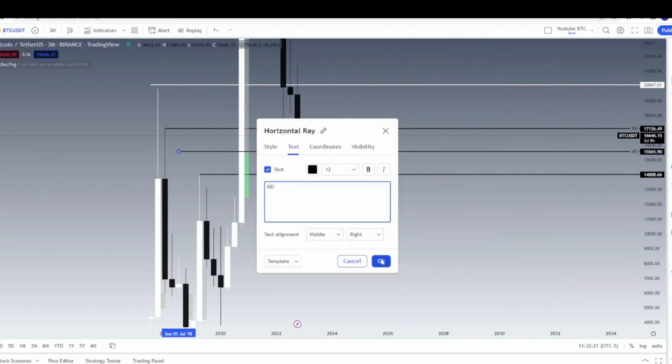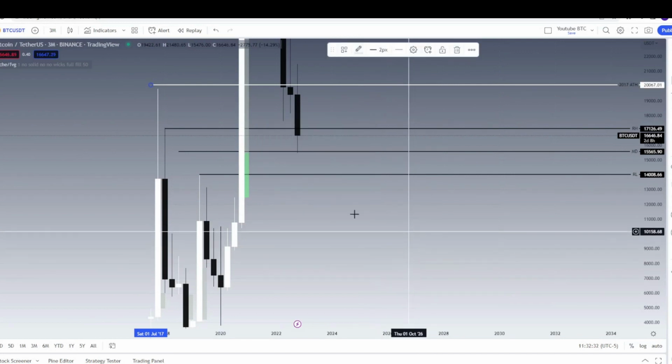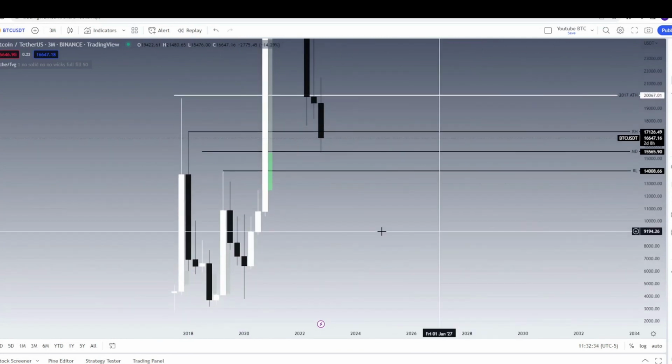Just going to change these into black now, so the range is separate from the 2017 all-time high. Then of course, as you go through, you should always label what your support and resistances mean, where you've got them from, because obviously it's easy to follow then. So now the fun begins.